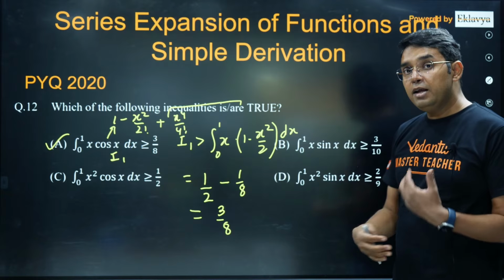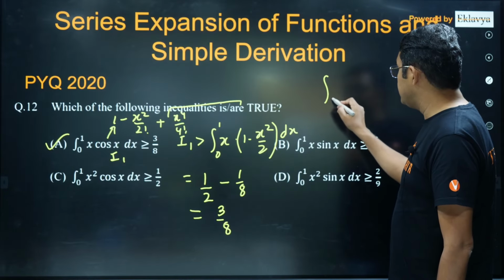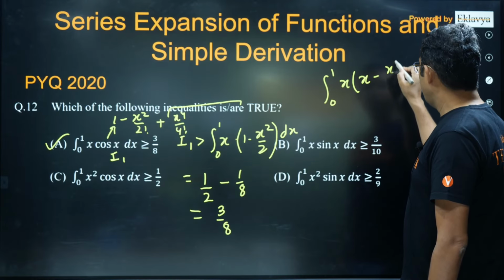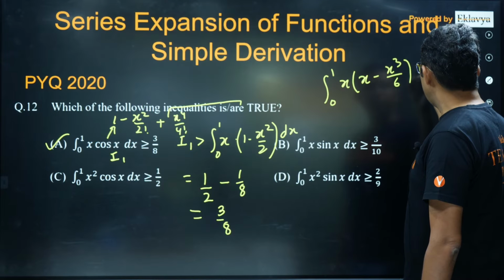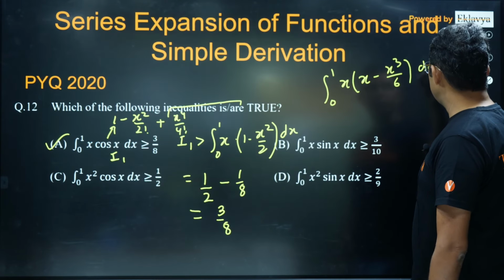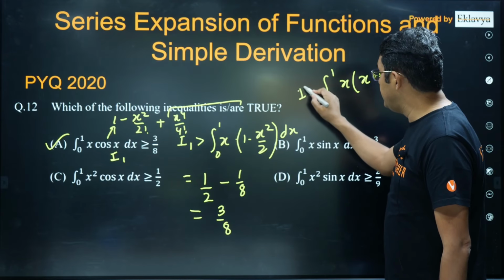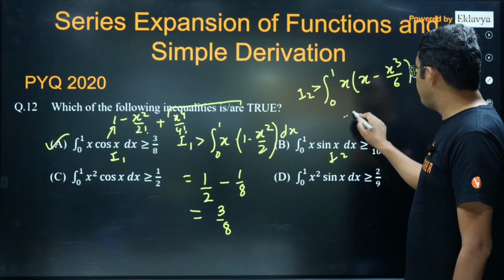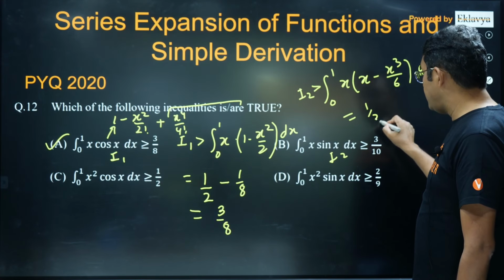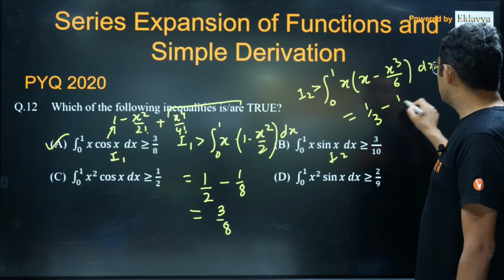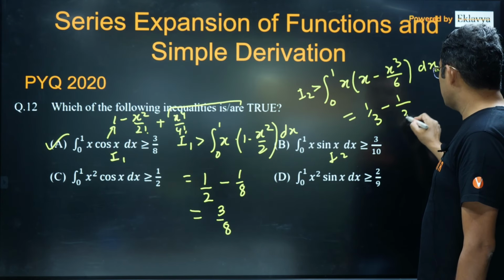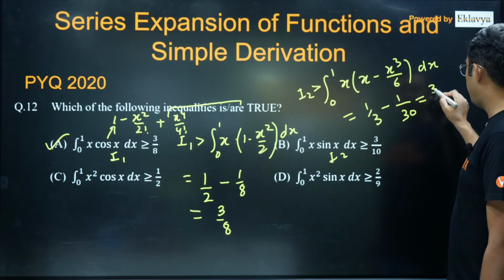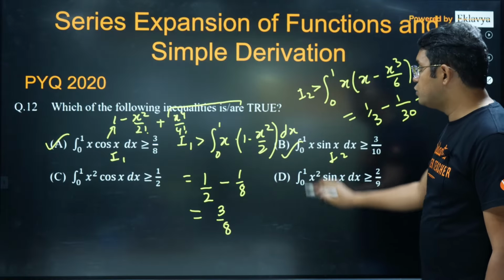In B part, you need the expansion of sin x. In this case, it is the integral from 0 to 1 of x into x minus x cube upon 6, and other terms are with plus sign. So with the same logic, I am claiming this integral of B part will be greater than this thing. This is my I2. Now if you do this integration, it will be 1 upon 3 minus x power 5 upon 30. So this becomes 10 minus 1, 9, 9 upon 30, 3 upon 10, same number. So B is also correct.